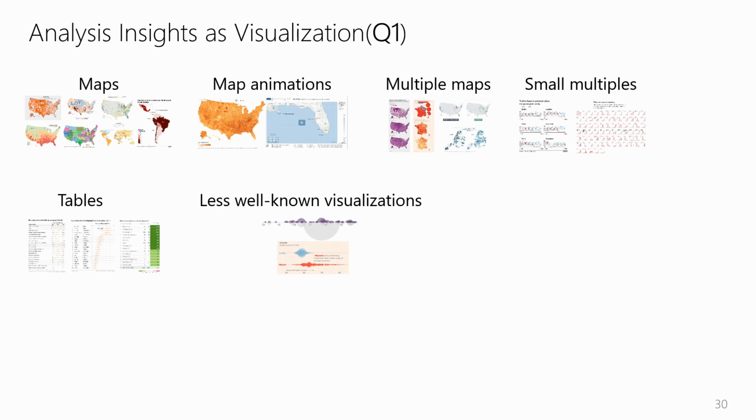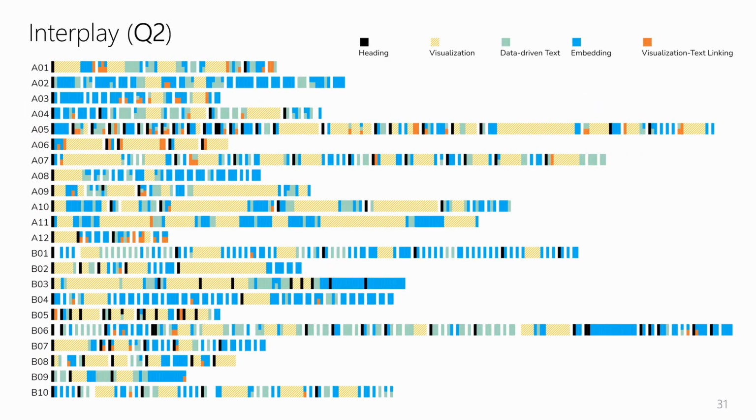Now that we know about the ingredients of the stories, let's look at the structure and how they interplay. Here we see the structure of all stories in our collection. Every story is represented with a series of colored rectangles. The color represents the code category. The width of each rectangle corresponds to the length of the sentence in words. To get a comparable scale across text and visualizations, we approximated visualizations as the number of words that would fit in the same screen space.